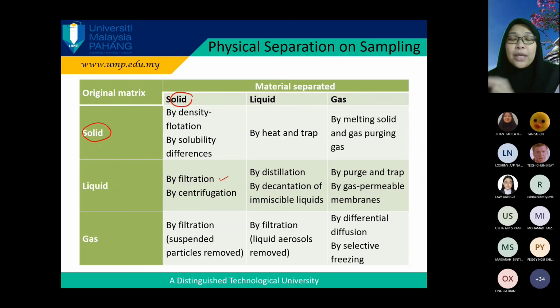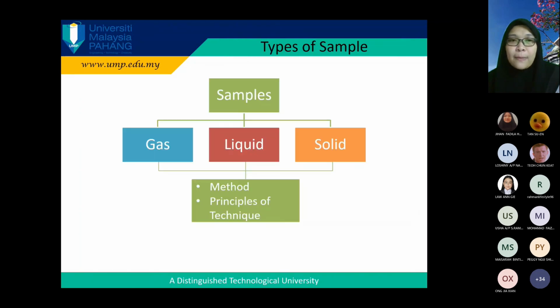Tapi yang ni tak perlu hafal lah, tak perlu elaborate. Biasanya kalau soalan tu saya tanya how you separate liquid from solid, okay, jawapan dia by heat and trap pun dah dikira betul. Okay, no need to be very detailed. Type of sample, we know that we have gas, liquid and solid sample. So different samples require different techniques.